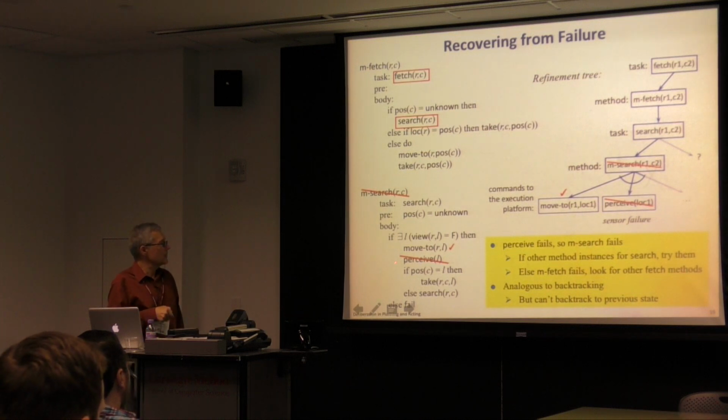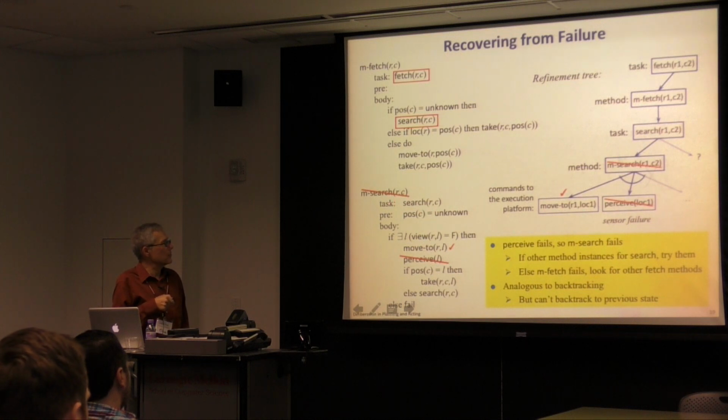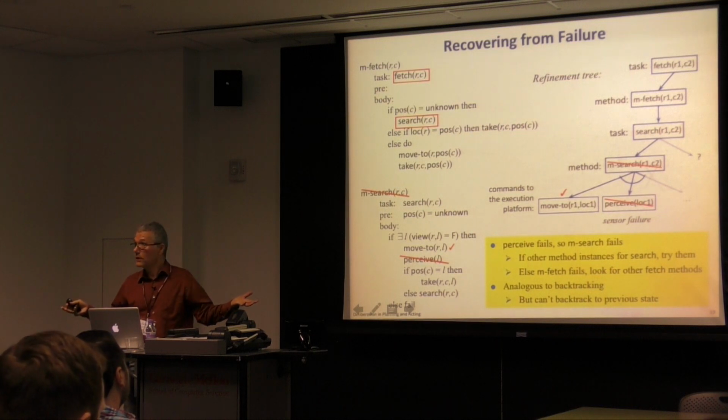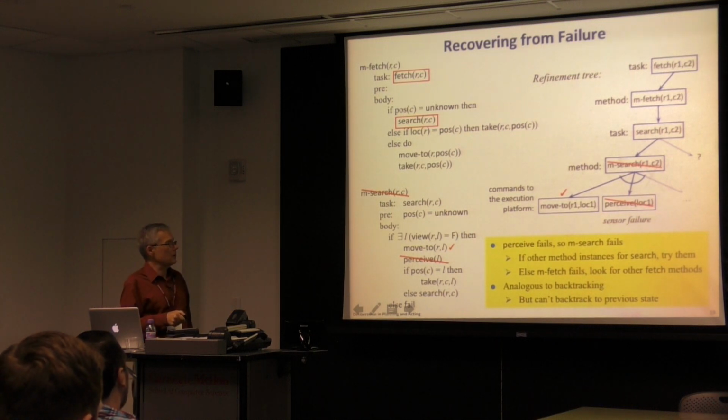So perceive fails. Well, if perceive fails, you can't do the rest of this method body. So this method body fails. At that point, you say, are there any other methods or method instances that are applicable to this task? You look around for others. If there are any, then you take one of them and you start executing it. Otherwise, if there aren't any of those, then this method would fail, and you'd have to look and see whether there's any others available for this task.